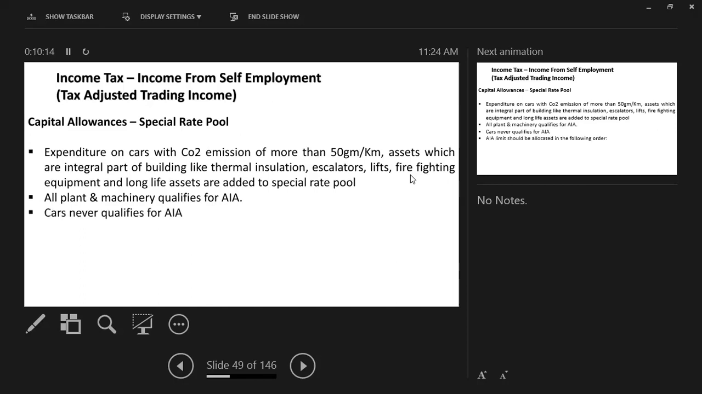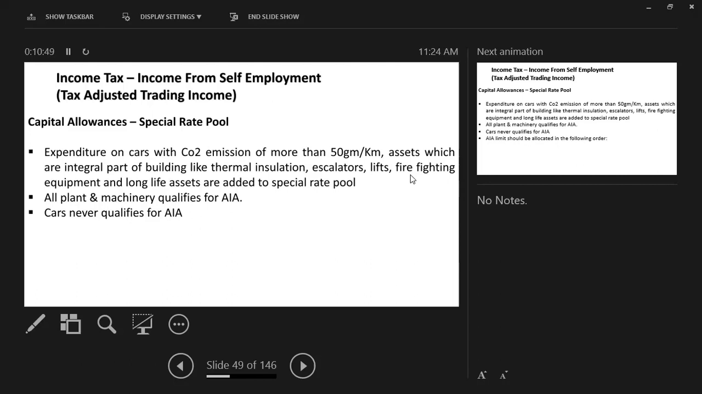Next point, cars never qualify for AIA. Already discussed, regardless of the type of car, it never qualifies for annual investment allowance. Now, you see, we have discussed that annual investment allowance is available on the main pool. It is available for the items of the special rate pool. It is available on the plant and machinery. It might be available on some short life asset we discussed.